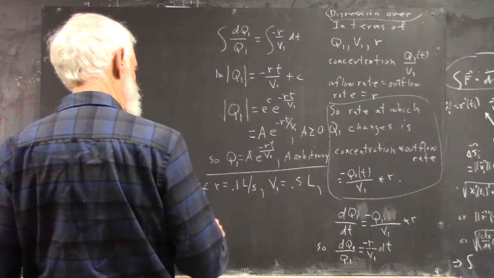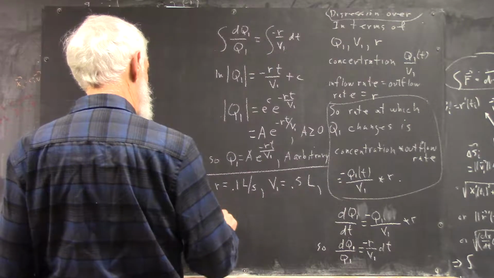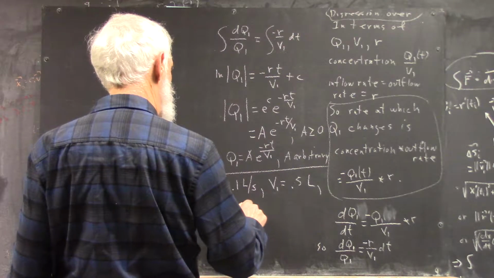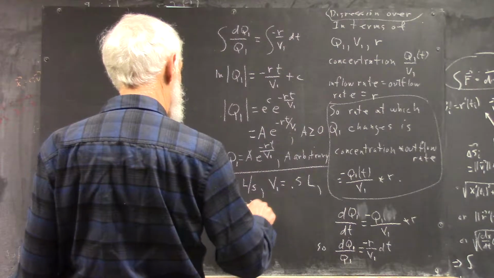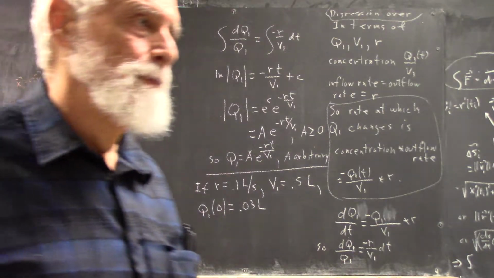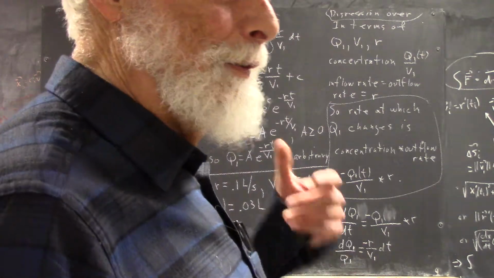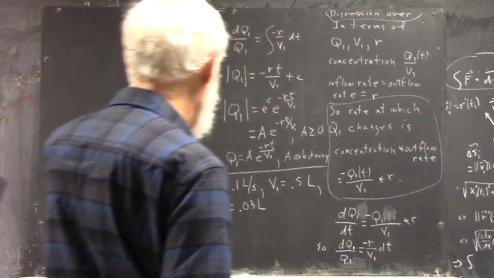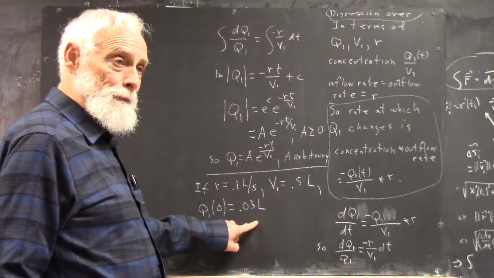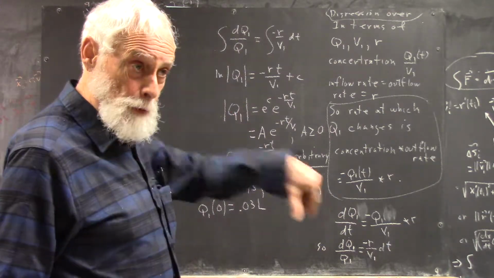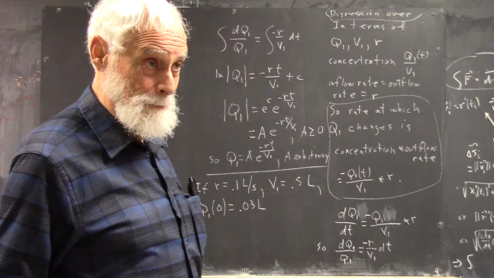And Q1 of 0 equals 0.03 liters, 30 milliliters, a little over an ounce of soap. Now what's this mean? That's the original amount. That's how much soap I squirt in at t equals 0.